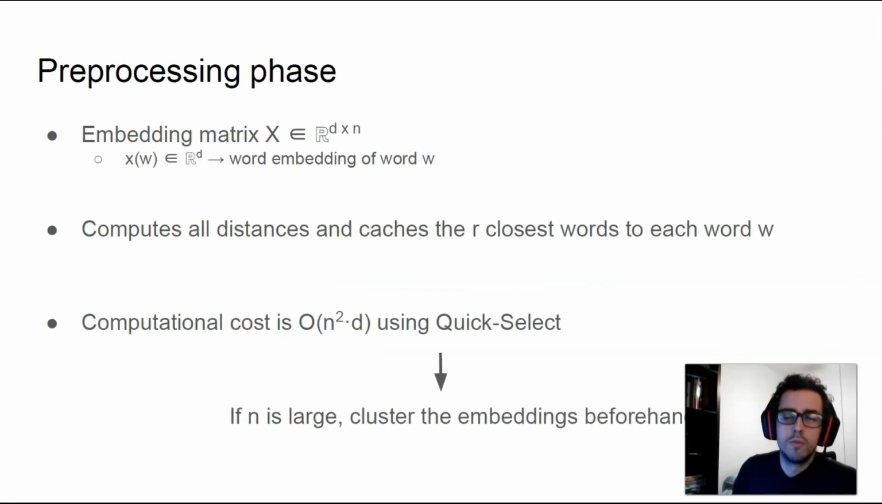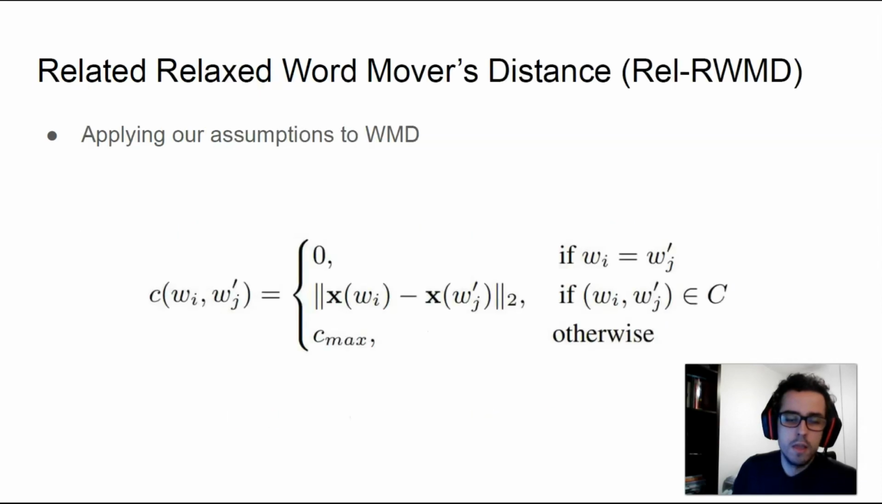We just have to compute the distance between all the word embeddings, and then for each word W, keep the R closest ones. This can be quite expensive if the vocabulary size n is large, and if so, one idea is to cluster the embeddings beforehand, and then just take the distance between the embeddings in the same cluster.